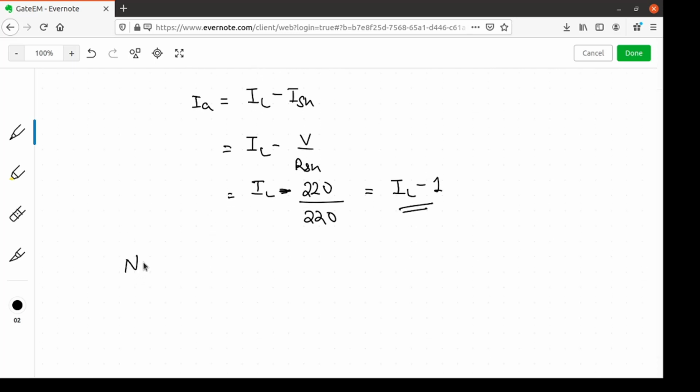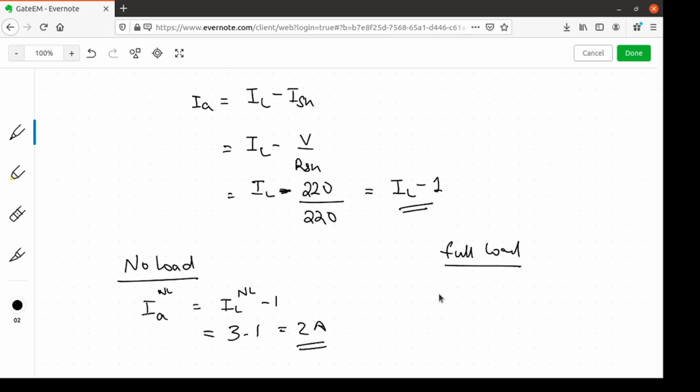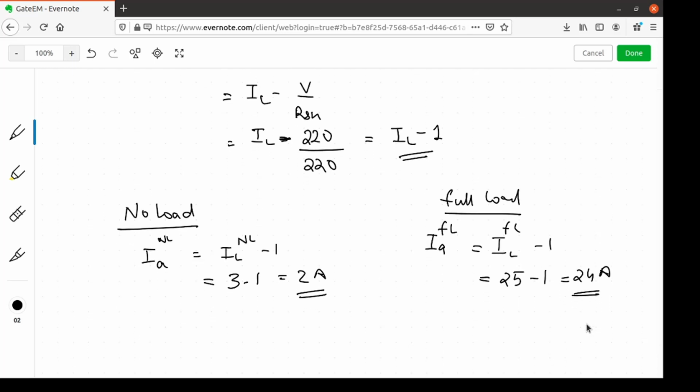So at no load, the armature current will be IL at no load minus 1. So that will be 3 minus 1 equals 2 amps. And at full load, similarly we can find Ia FL equals IL FL minus 1. So that will be equal to 25 minus 1, which is 24 amps. So now we have the armature currents in both the cases.